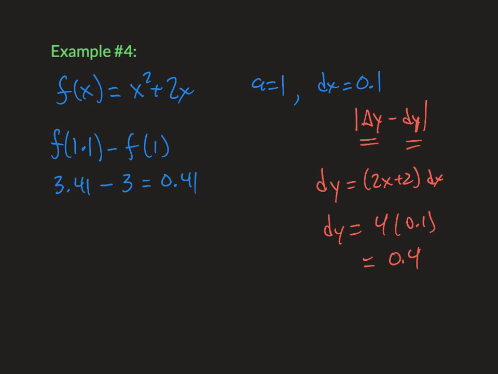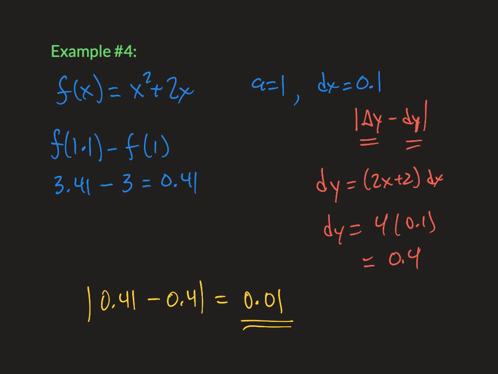And that means that our approximation error is 0.41 minus 0.4, which is 0.01. Our approximation error was 0.01. So the difference between where the actual curve ends up and where our linearization ended up is only 1/100th.